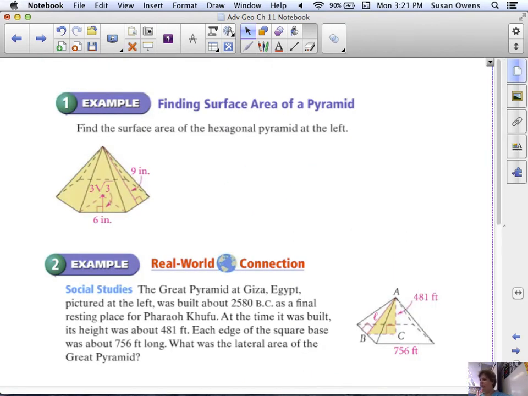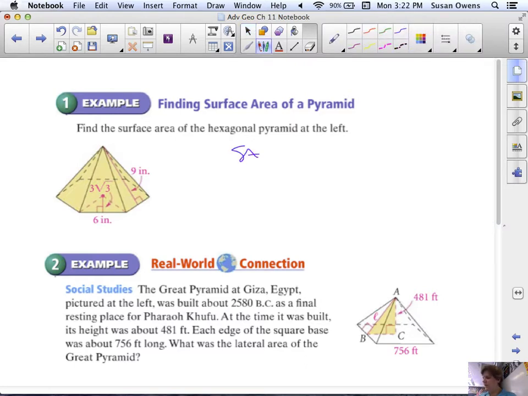So here's an example. Find the surface area of the hexagonal pyramid at the left. So my formula is the surface area is the lateral area plus 1 base, and the lateral area is 1/2 the perimeter times the slant height. And since the base of this is a hexagon, I can do 1/2 the apothem times the perimeter. And that perimeter is the same as the perimeter that I'm going to use for the lateral area. So this is going to be 1/2 the perimeter.